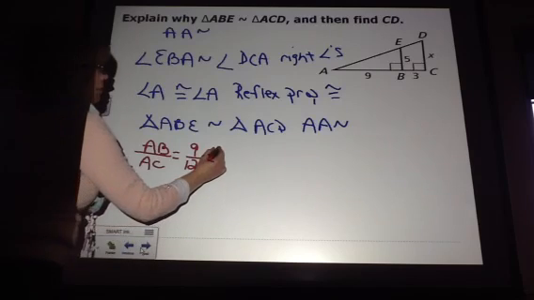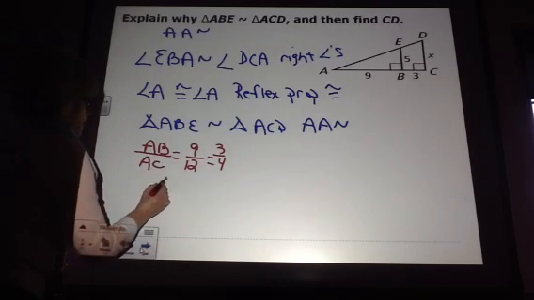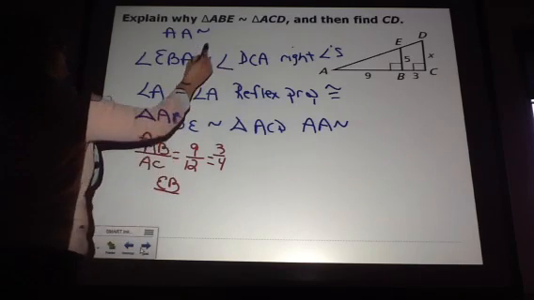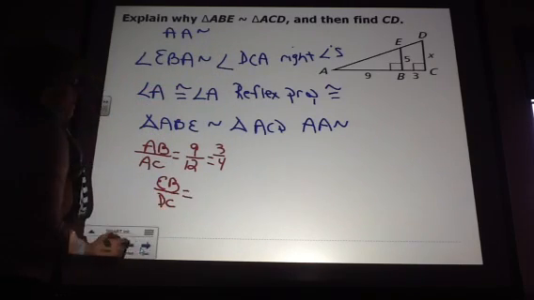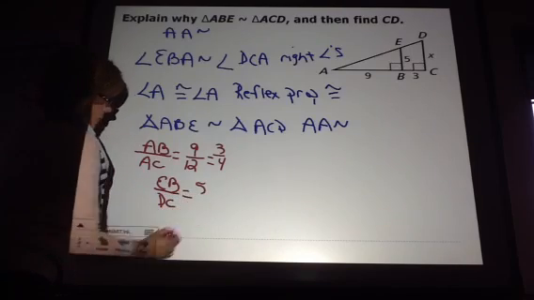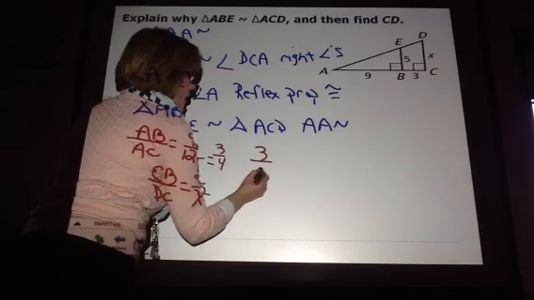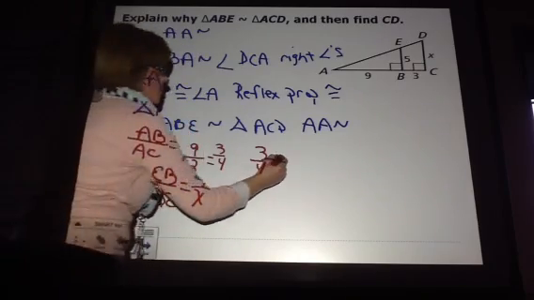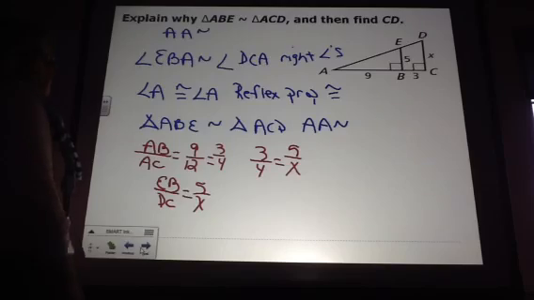And what's that simplify to? 3/4. All right, and then we have EB. EB corresponds with DC. EB is 5, DC is X. Well, what do we know about these two ratios? We know that they have to be equal to each other. So you can do your cross product and solve for X.